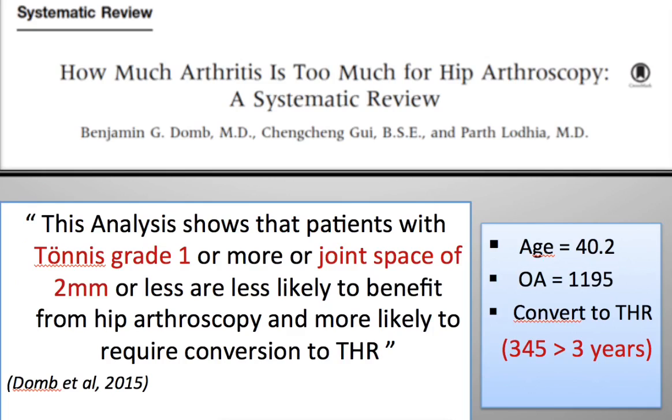So how much arthritis is too much for hip arthroscopy? This systematic review had looked at nearly 15 articles with more than 2051 hips, average age of about 40.2. Out of that, nearly 345 got converted into total hip replacement after 3 years. So the factors which influence conversion were mainly pre-operative osteoarthritis. Even looking at an X-ray, if the joint space was less than 2 millimeters, these patients are more likely to require conversion to total hip replacement. So counseling is important for patients who already have established osteoarthritis, and also having clear expectations if they already have a joint with significant degeneration.